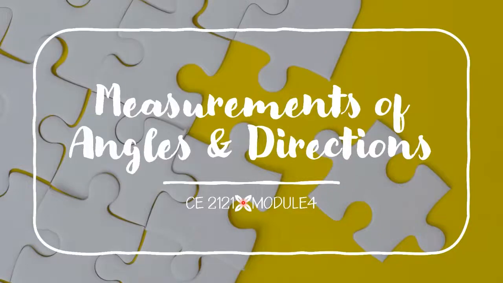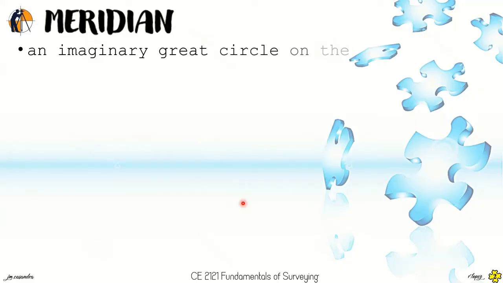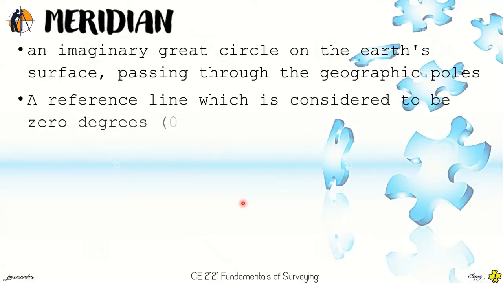Okay, good day. Today we're going to discuss Module 4 of CE 2121, Measurements of Angles and Directions. To start off, we define what is a meridian. A meridian is an imaginary great circle on the Earth's surface, passing through the geographic poles of Earth. It is a reference line which is considered to be 0 degrees.